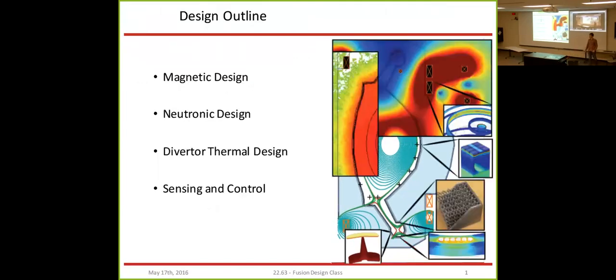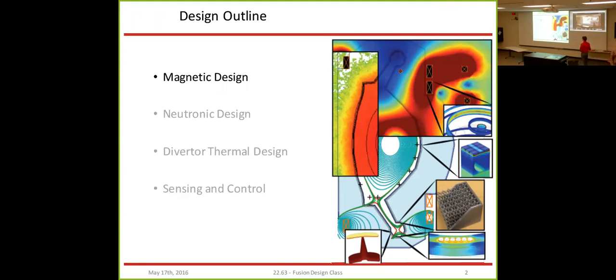Okay, so this is a general outline of the 4 main topics that we tackled in this class. We looked at the magnetic design of the reactor, we looked at neutronics and actually conducted some real MCNP simulations. We looked at the diverter thermal design, and finally, we looked into diagnostic sensing and control. Without further ado, I pass it off to Alex Freely to discuss the magnetic design.